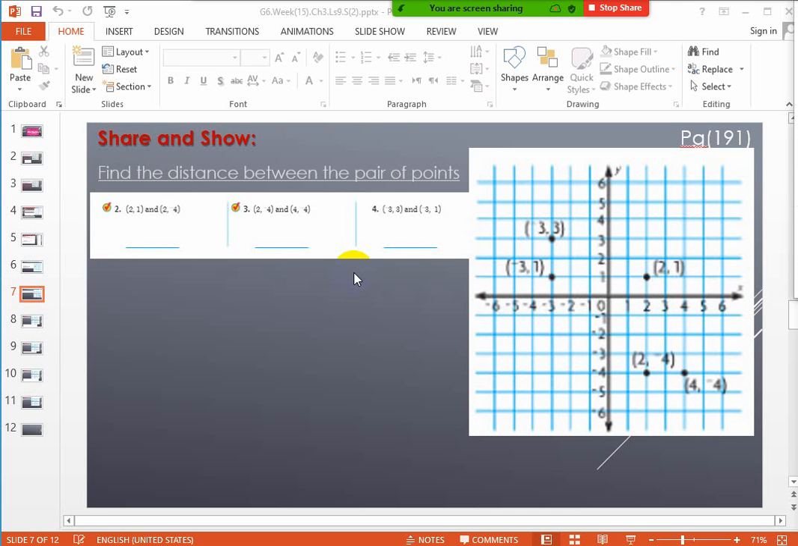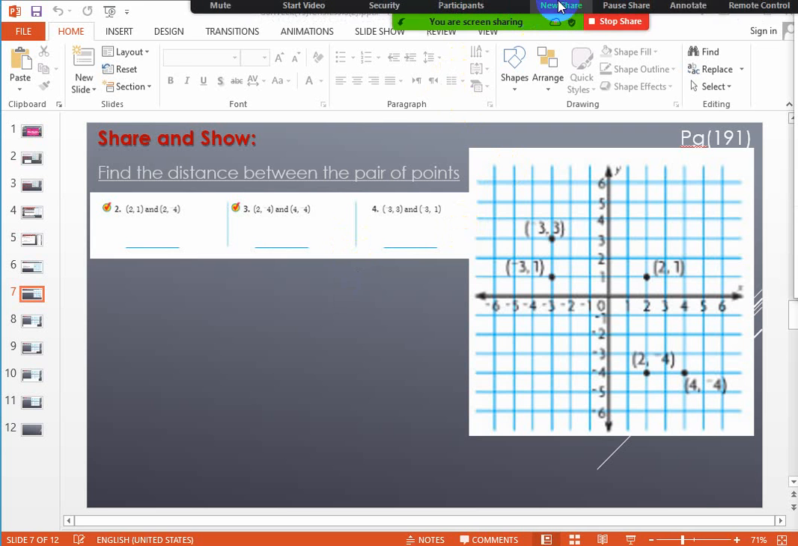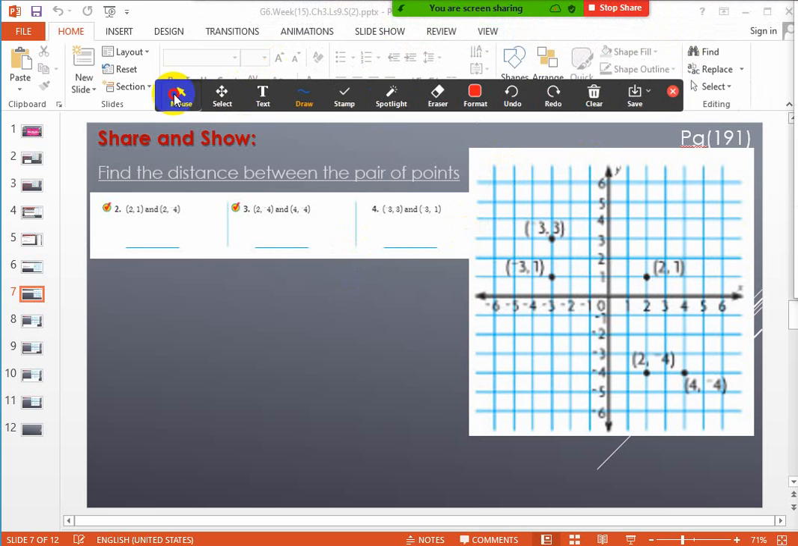So I will ask you to help me. Raise your hands, girls, please. If I want to know if those points are on a vertical line or a horizontal line, I have to look at the same coordinates. If the x is the same, that means they are on the same vertical line. If the y is the same, that means they are on the same horizontal line. So let's see now, and I want you to raise your hands, please.